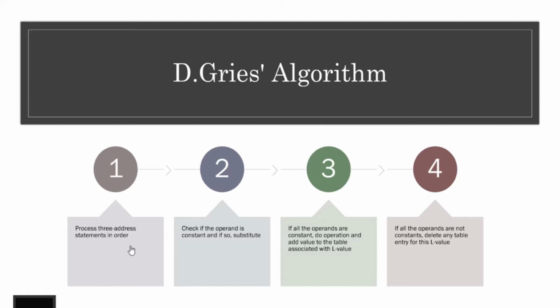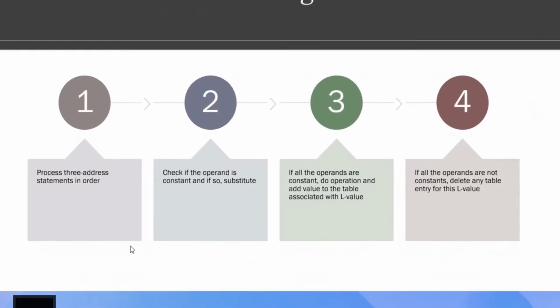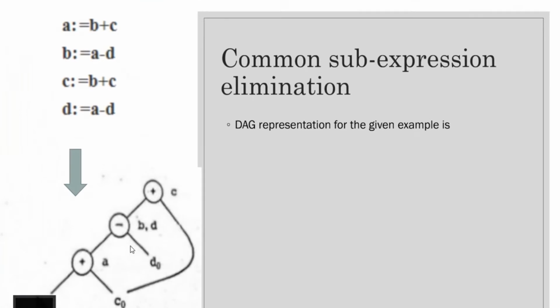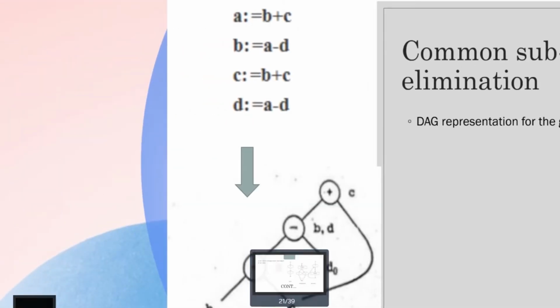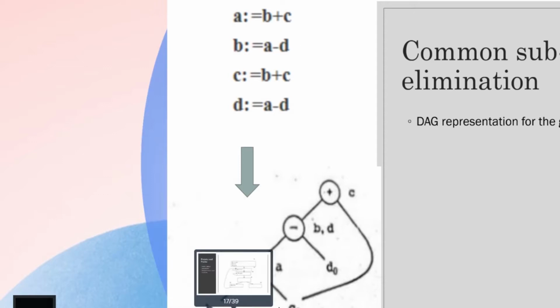Now let us construct a DAG for the given three address statements. How will we construct the DAG? First we will add B and C. B and C will be added and the result is stored in A. Then we will subtract D from A, and the value of A is present in this node. So A and D are subtracted and the result is stored in B, right?